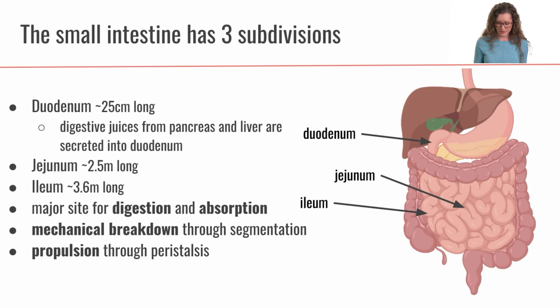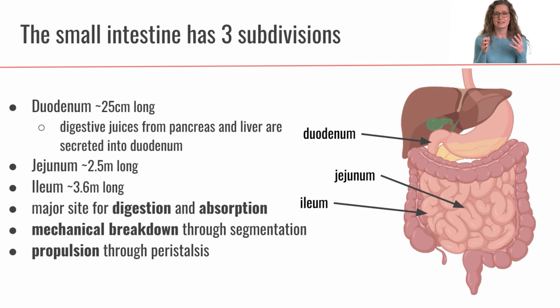It's about 25 centimeters long, and it has this nice little curve here, nestled up with the liver, and then the head of the pancreas is also nestled into the curve of the duodenum. The next region of the small intestine is the jejunum. It's about 2.5 meters long. And then the last region of the intestine is the ileum, which is about 3.6 meters long. So we have lots of intestine all squished up in there.